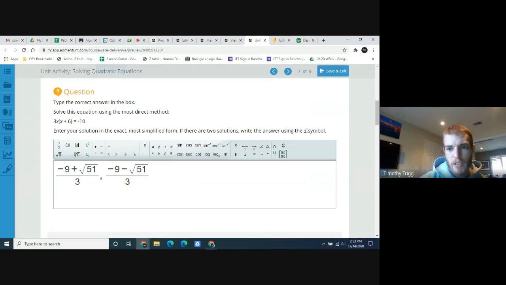It says use the plus or minus symbol, but there's no plus or minus symbol here, at least not that I can see. So we just use a plus and then a minus version. That's fine.